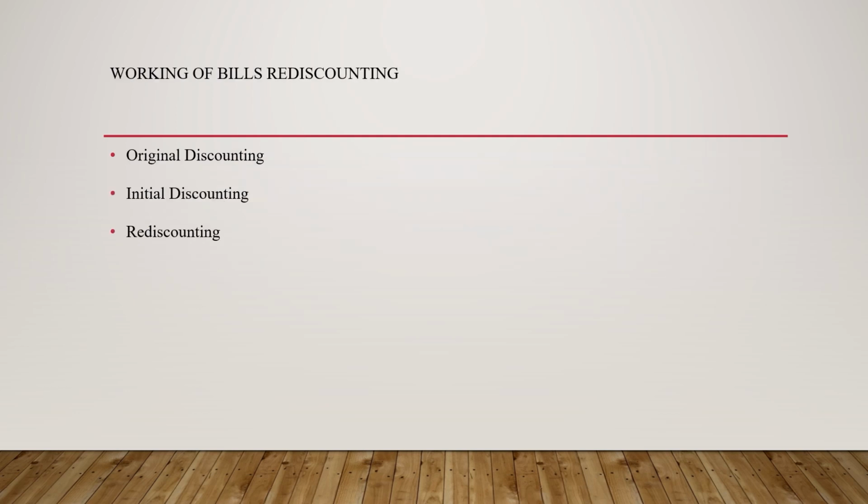So how does bill rediscounting work? The first step in rediscounting of bills is original discounting. A borrower, usually a business or individual, borrows money by issuing negotiable instruments such as promissory notes or bills of exchange. These instruments represent a promise to pay a specific amount at a future date. Further, these borrowers go for initial discounting.